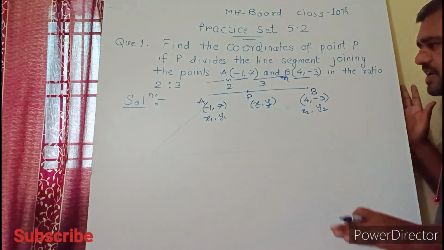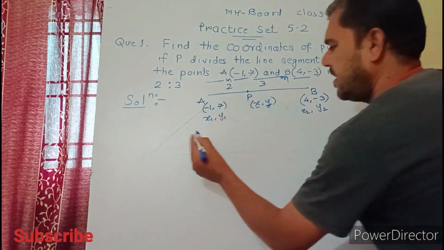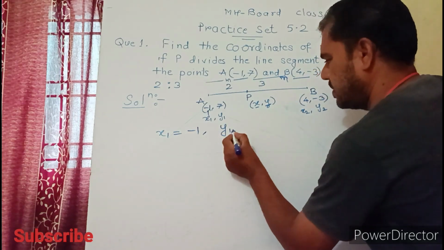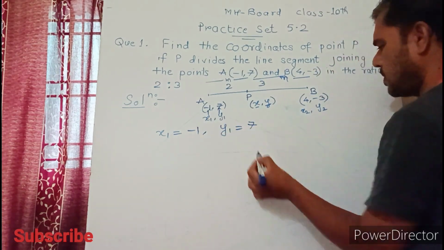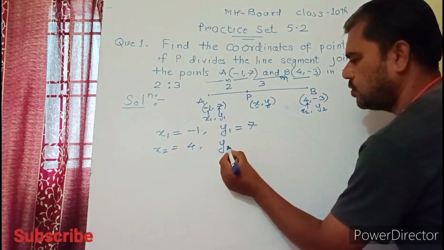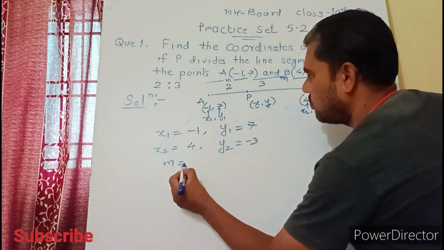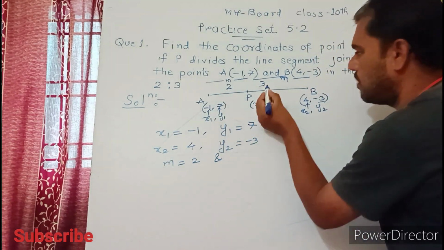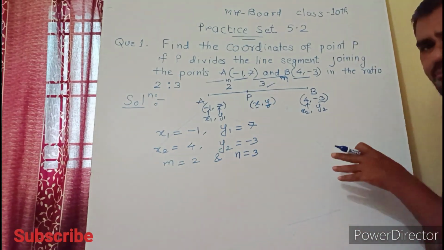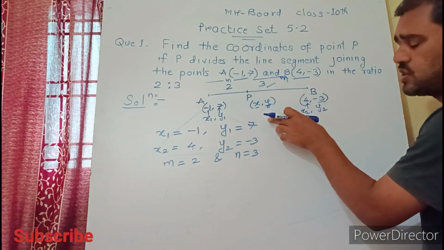In the section formula, we know the section formula. By using the section formula, we have to solve this problem. Here x1 equals -1, the value of y1 is 7, x2 equals 4, y2 equals -3, the value of m is 2 and n equals 3. We know the section formula. By using that section formula, we have to find the coordinates of this P, means the value of x and the value of y.